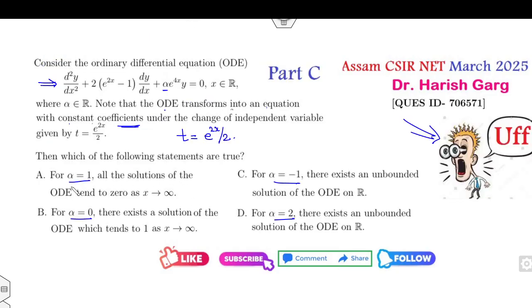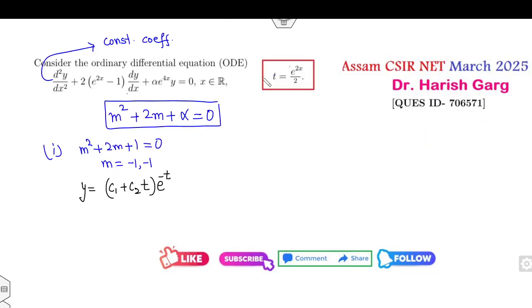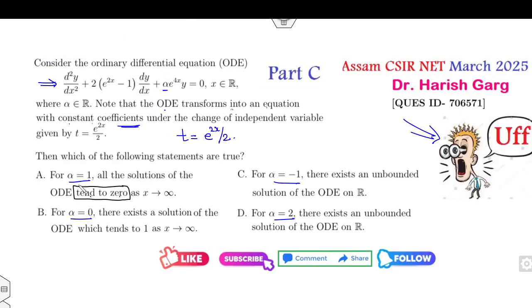Now all the solutions tend to 0 whenever x approaches infinity. You can see whenever x approaches infinity, t approaches infinity. So once you take the limit as t approaches infinity, what will happen? This value becomes 0. So this value becomes 0. Fine. So therefore, y tends to 0 is the right answer.